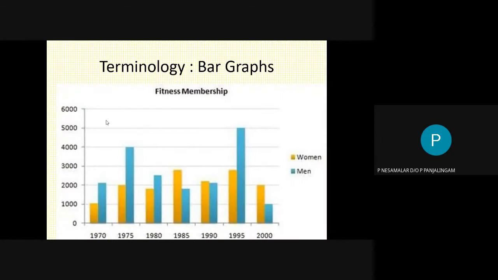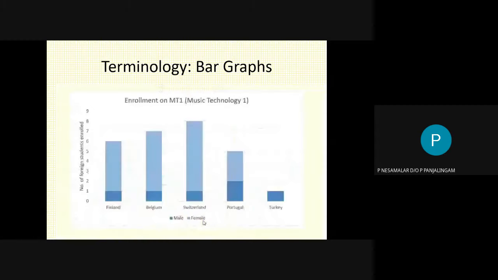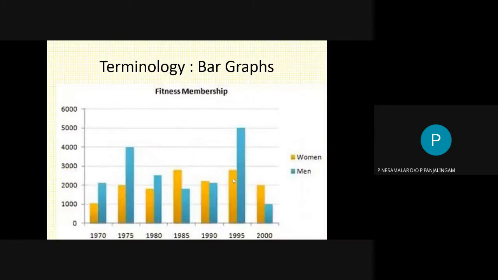In this bar chart, the x-axis gives you the years. So this one is a dynamic bar chart, whereas this is a static bar chart. So this gives you the years, the fitness membership for women and men from 1970 to 2000, and the y-axis shows you the figures are in thousands.